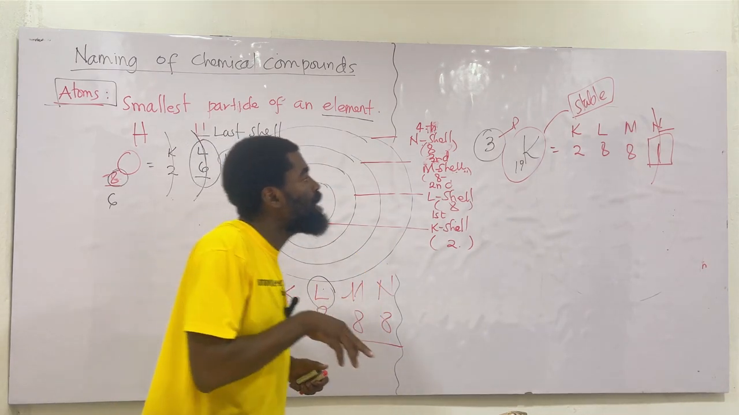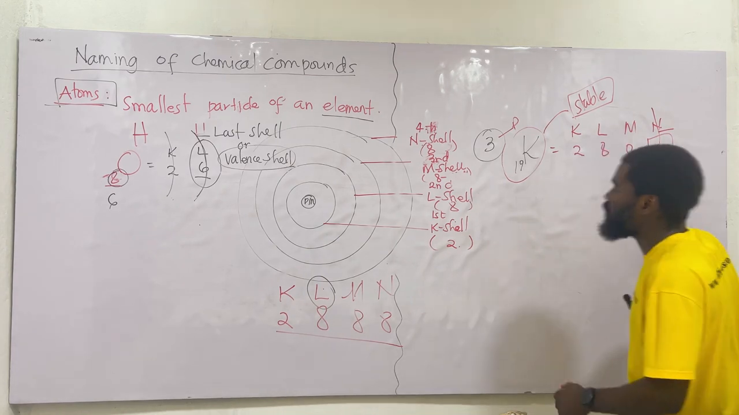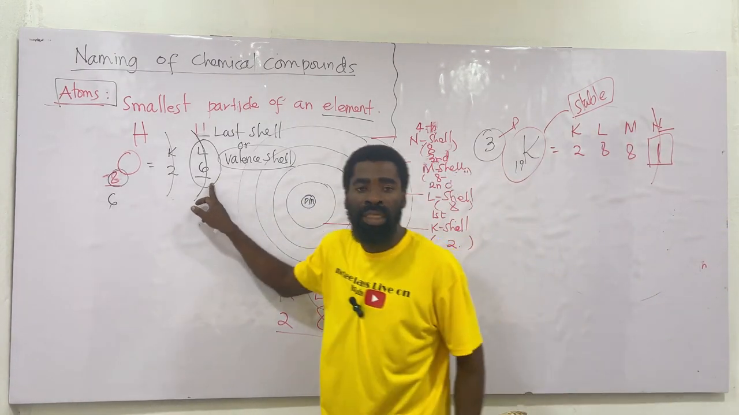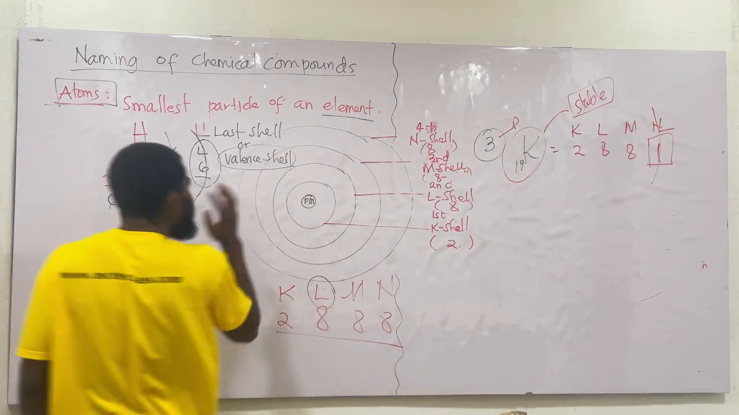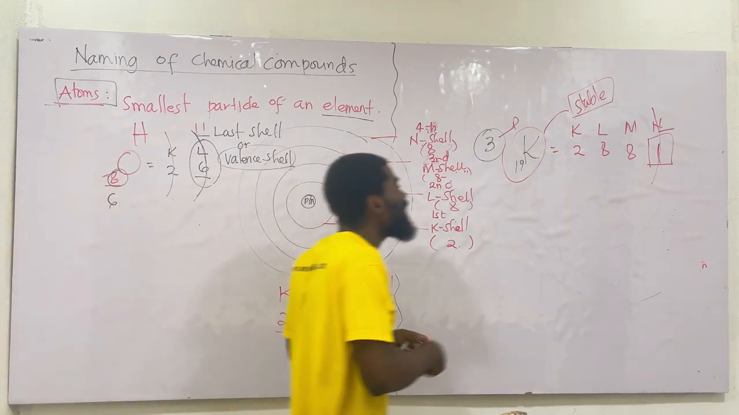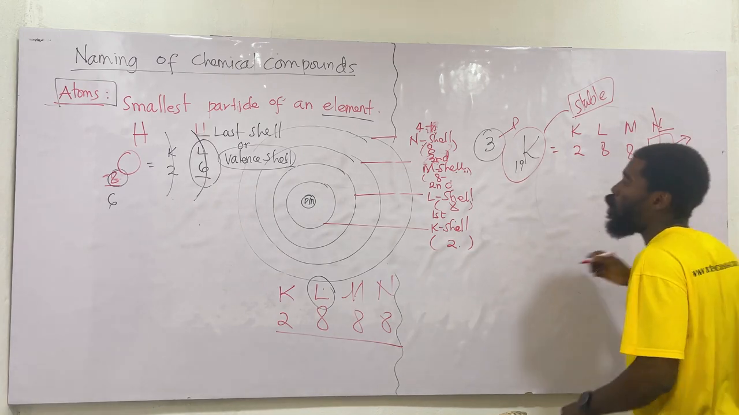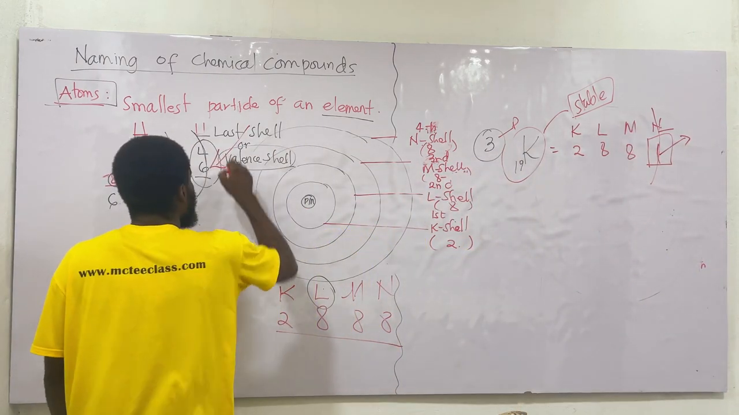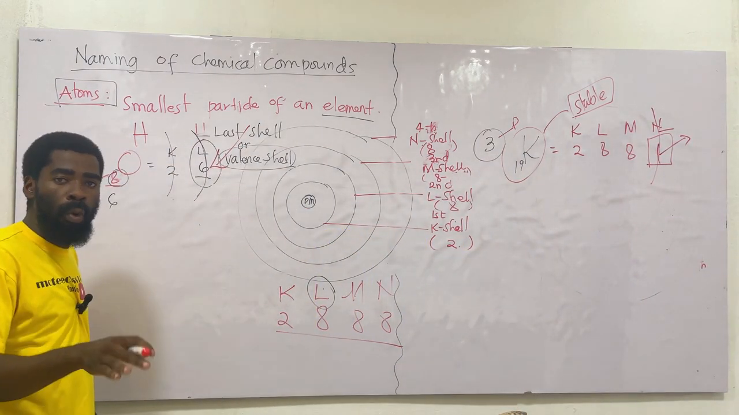So stability simply means that your last shell is fully filled. This guy is not stable. That guy is not stable. And atoms are interested in their stability. They don't joke with it. That is why they will either give out or receive in order for them to be stable.